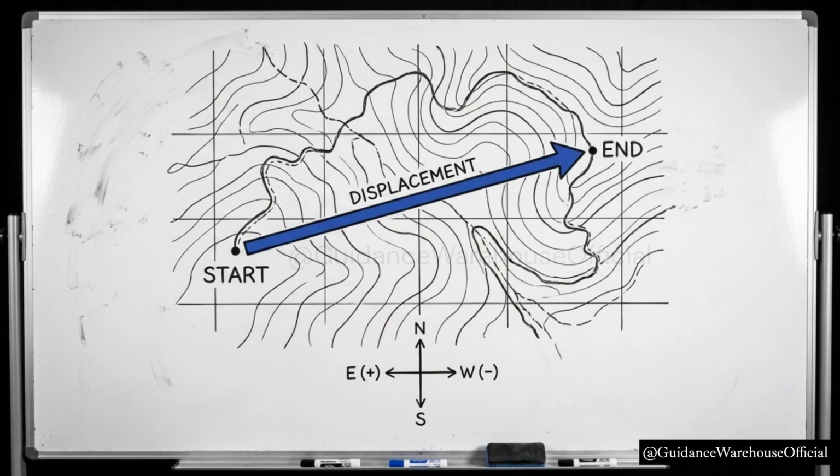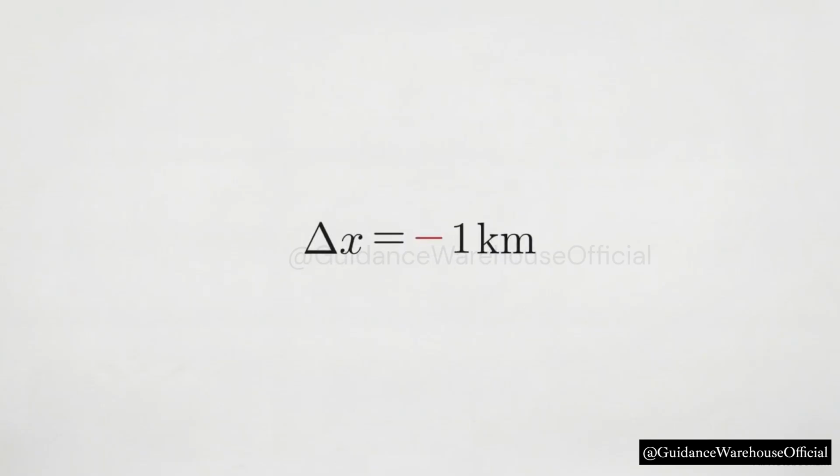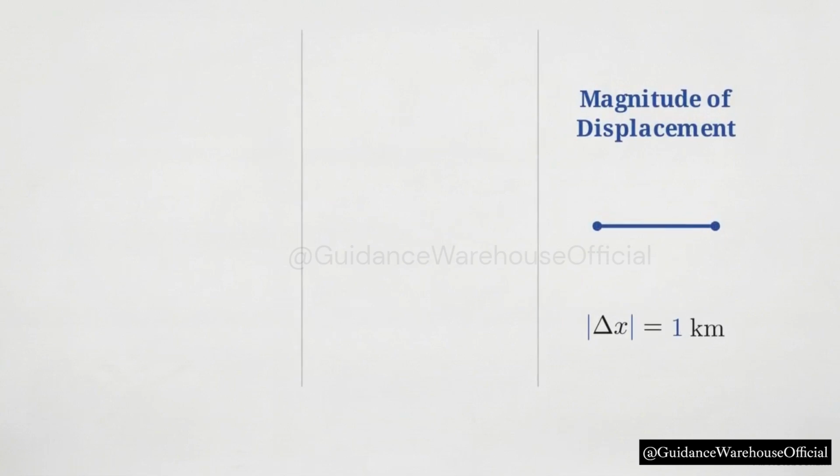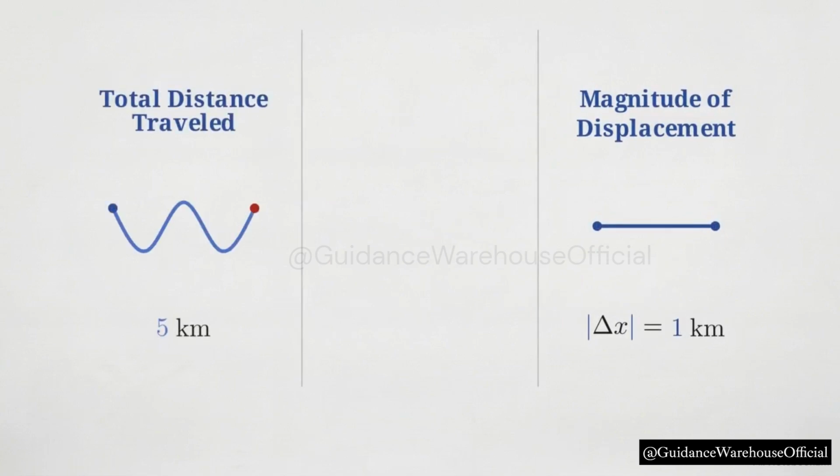the journey. Sometimes we only need the size of that change, not direction. Stripping away the negative sign gives the magnitude, exactly 1 kilometer. This trip yields 3 distinct numbers: 5 kilometers of total travel, -1 kilometer displacement, and 1 kilometer magnitude.